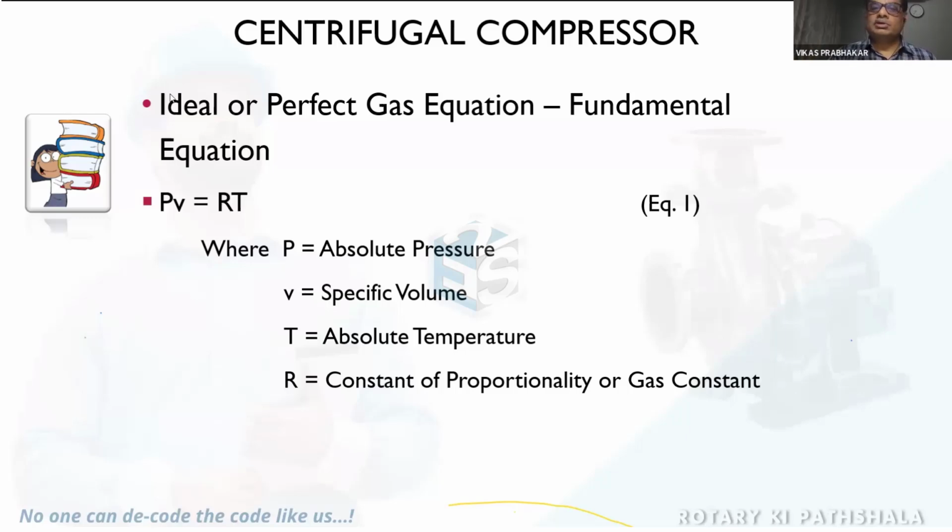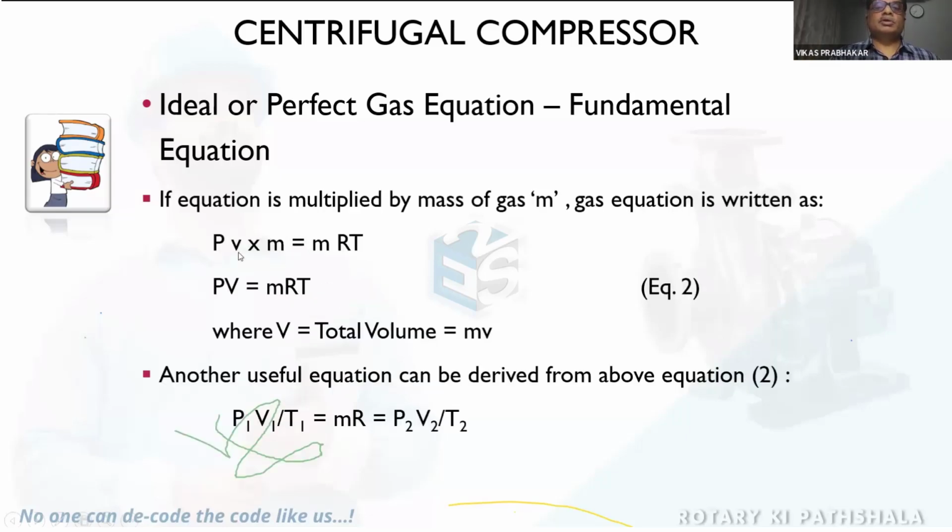The polytropic head calculation equation is derived from this basic fundamental equation and the steady flow energy equation. We are not going to talk about the complete derivation, but I'm just trying to explain how we are achieving this final equation. Now this is the specific volume v. If we simply multiply both sides of the equation by the mass flow rate, m, what happens? PV into m is equal to mRT. We are introducing m on both sides.